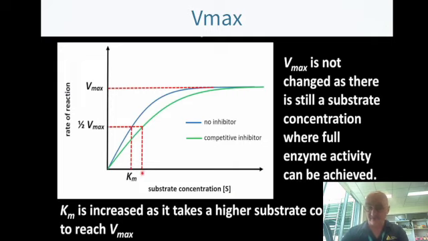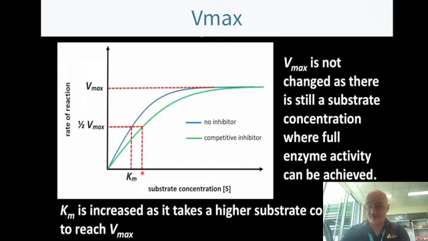How does this affect Km and Vmax? Well, Vmax is not changed. Km is increased as it takes a higher substrate concentration to reach Vmax. Let's do that again. Vmax is not changed, as there is still a substrate concentration where full enzyme activity can be achieved. So with the competitive inhibitor, we are going to what?